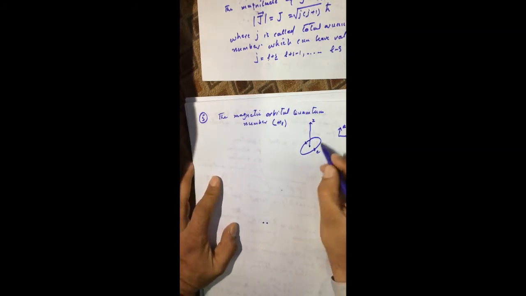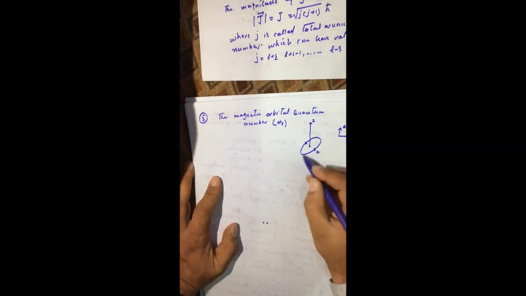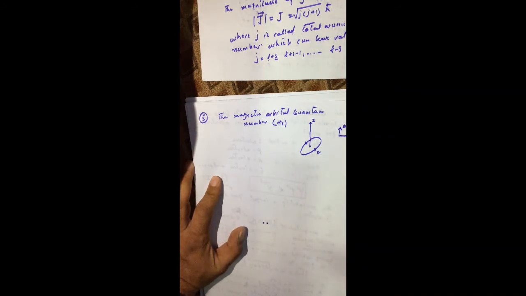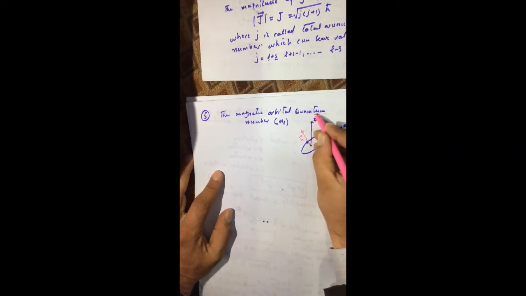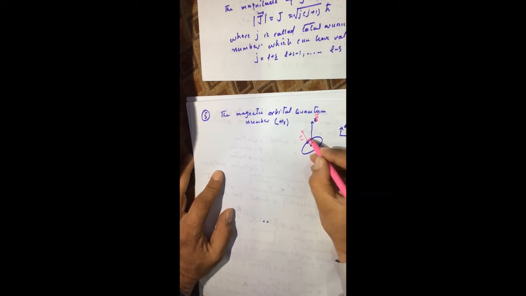Now the orbital angular momentum direction of this electron, which is moving anticlockwise, is normal, meaning perpendicular, to the plane of this orbit. This is the direction of orbital angular momentum L. Now the angle between this magnetic field and this orbital angular momentum is theta, let's suppose.